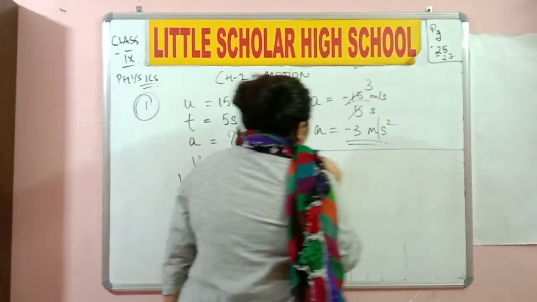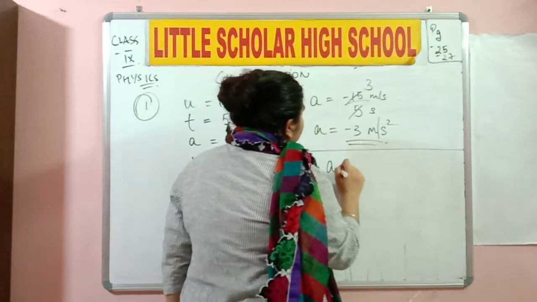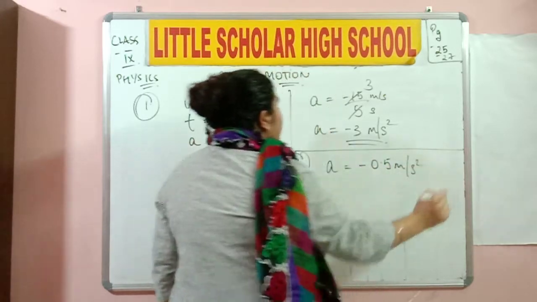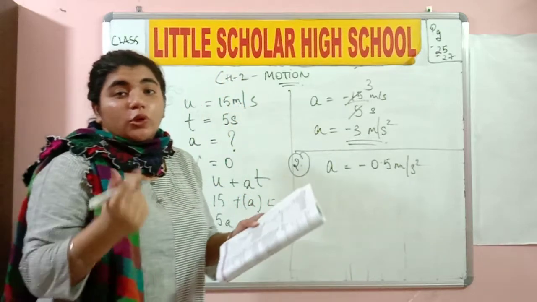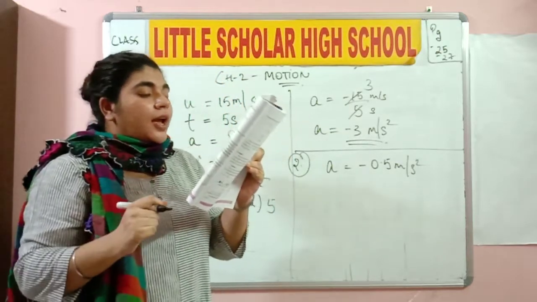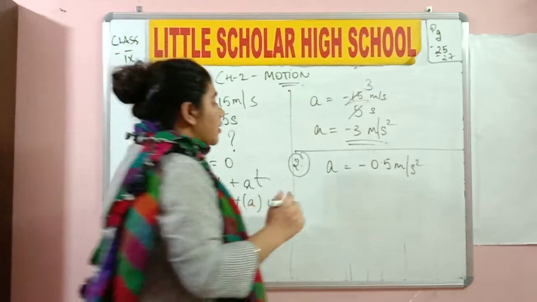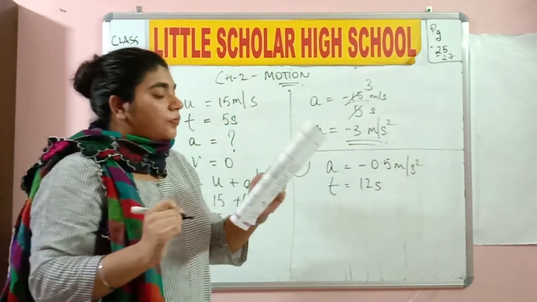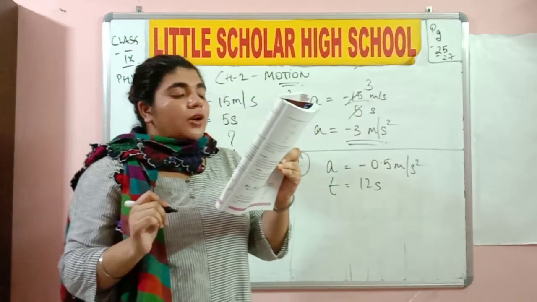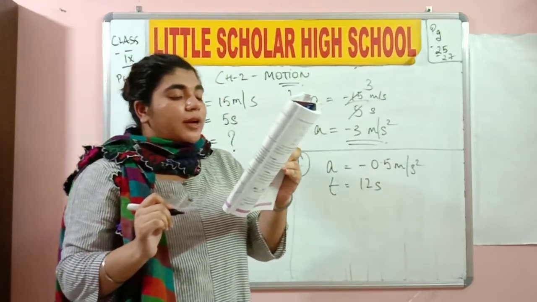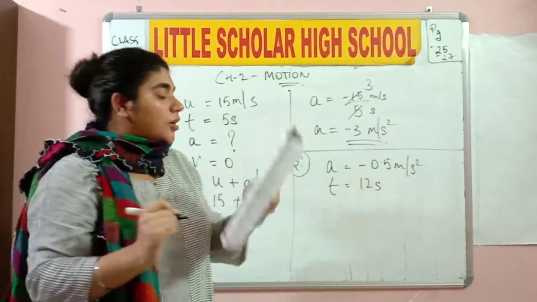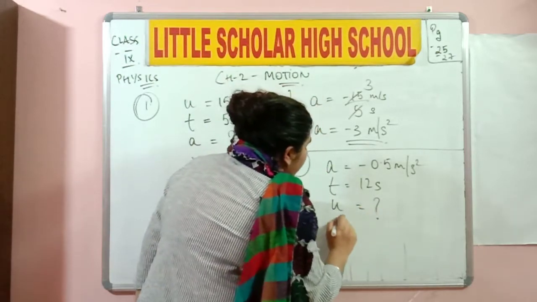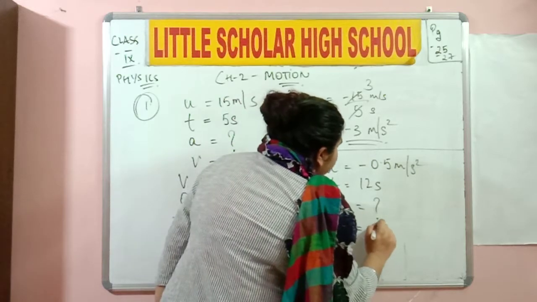So here in problem number 2, acceleration is given as minus 0.5 meters per second square. Why did I write minus? After looking at the keyword brakes. And it stopped after 12 seconds. So time is also given as 12 seconds. So now find the initial velocity and the distance traveled by the bus after applying the brakes. So now you need to find out u. u is equal to a question mark, and they're also asking you to find out the distance.